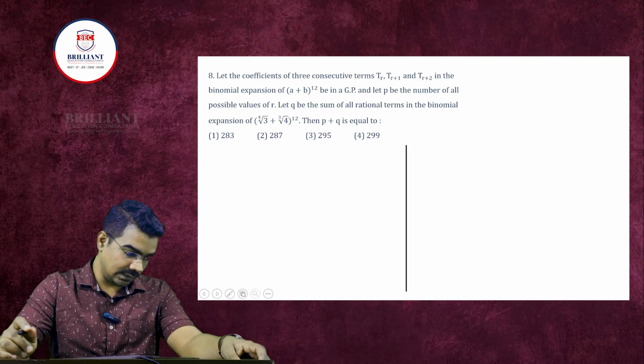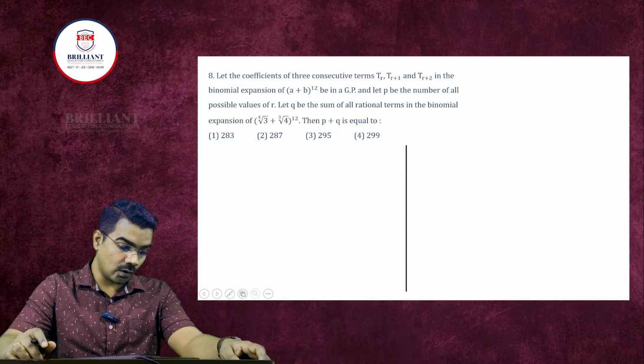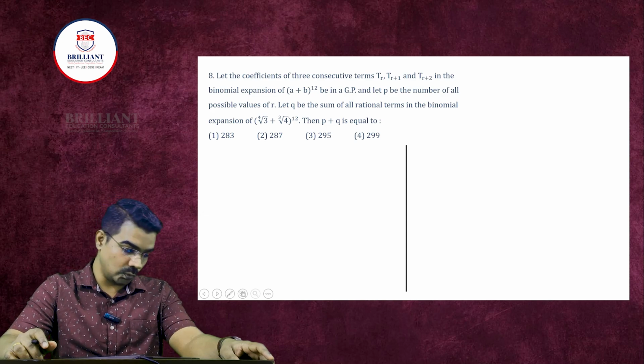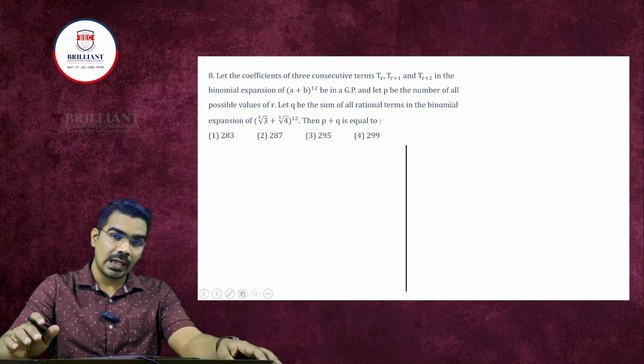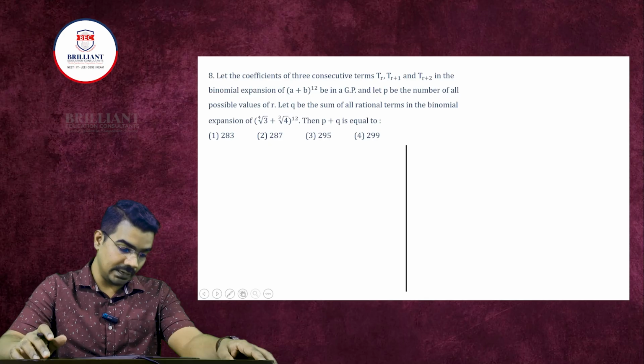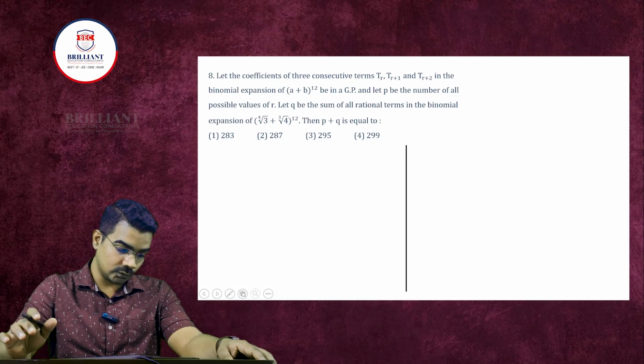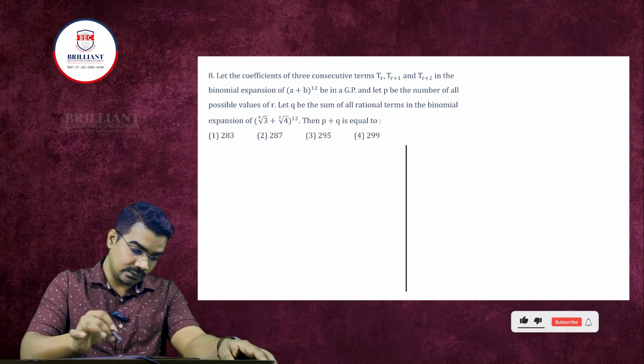So the next question is, let the coefficients of 3 consecutive terms tr, tr plus 1 and tr plus 2 in the binomial expansion of (a plus b) the whole raised to 12 be in GP. And let p be the number of all possible values of r. Let q be the sum of all rational terms in the binomial expansion of (fourth root of 3 plus cube root of 4) the whole raised to 12. Then p plus q is equal to.